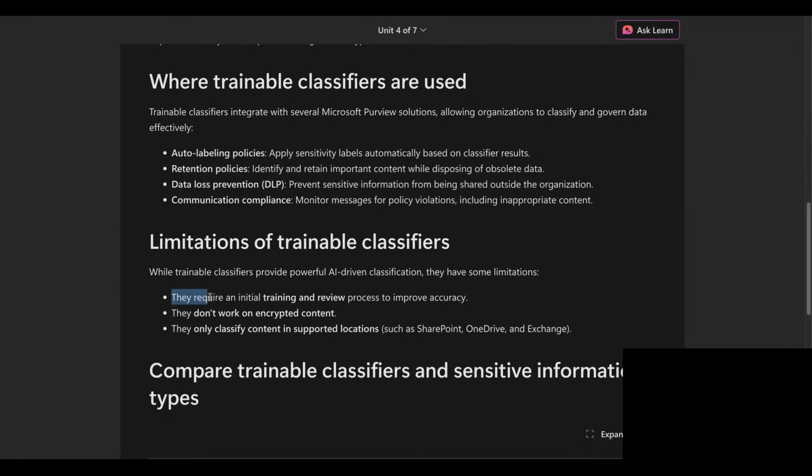But just like AI, when you're starting out with trainable classifiers, of course they will require that initial training and review process. In the beginning, it might be a bit cumbersome because you have to train it, upload documents, and give it context. But after a while, it will get better and better at detecting sensitive data. It will do the job easier for you because it will automate the whole process.